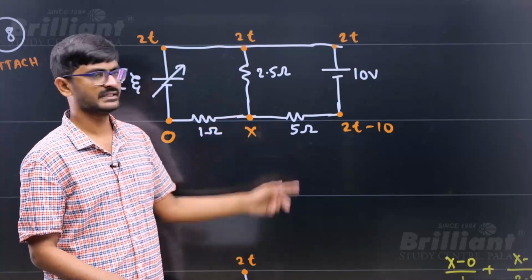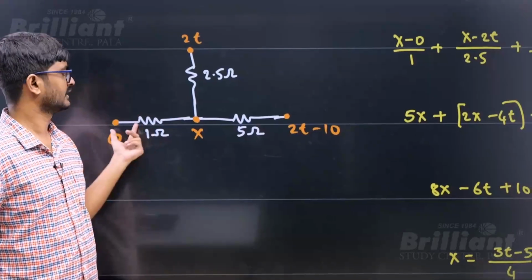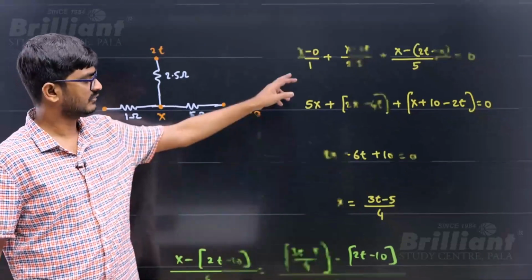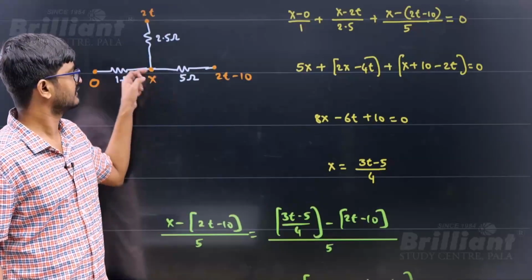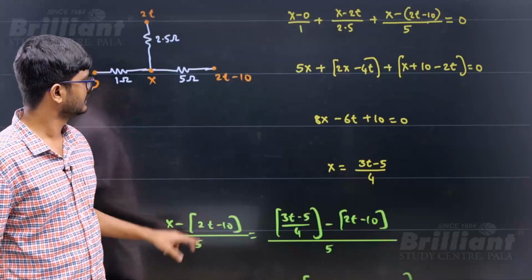Now I can see the T-shape figure again. I'll be drawing the T-shape figure, assuming this is higher potential. Outgoing current plus outgoing current plus outgoing current is 0. From there I'll be getting the value of x as a function of time. Once I get the value of x as a function of time, I'll be finding what this current is. This current is (x minus 2t minus 10) by 5.